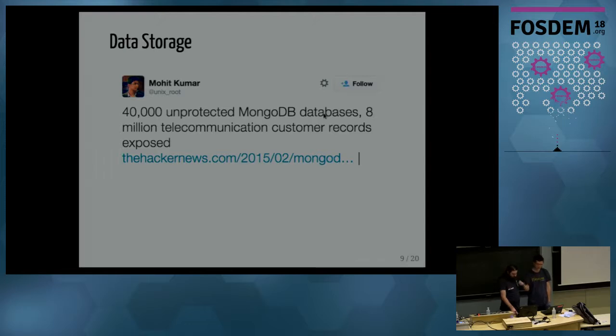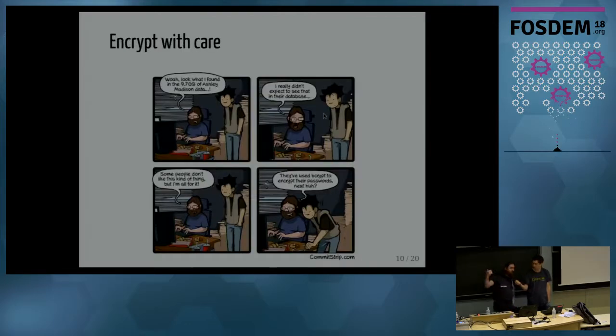You may remember the story about Ashley Madison last year. It's a perfect example of that. Basically, they did everything by the book. They did encrypt the password, for instance, but they did not encrypt the name of the user, nor the email, nor the physical addresses.